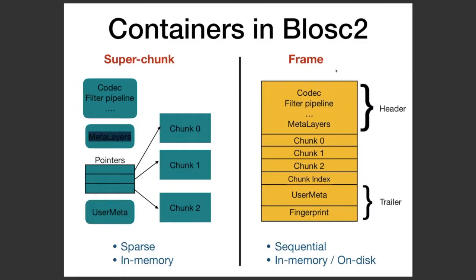When you are, on the other hand, on the right side, when you need to store the data on disk, you need, of course, something that is sequential. So there is a frame format for storing what is in memory. There is a header, the chunks, a chunk index for accessing very quickly the different chunks, the user metadata, and also in the end a fingerprint for making sure that the data that you stored is not corrupted, for example.